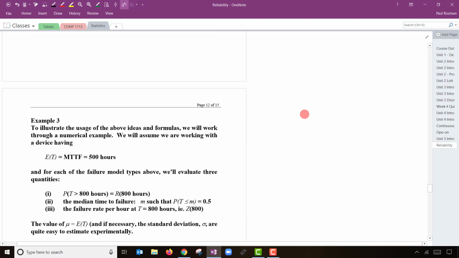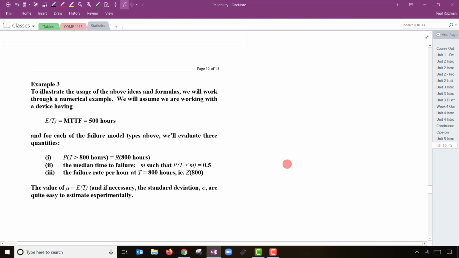We'll do a little example here. Suppose I have a device that on average lasts 500 hours. We'll do a bunch of examples now using the different models. Let's suppose our failure model is a normal distribution with a mean of 500. Then let's suppose it's an exponential distribution with a mean of 500 hours. And then let's suppose it's a Weibull distribution with a mean of 500 hours.